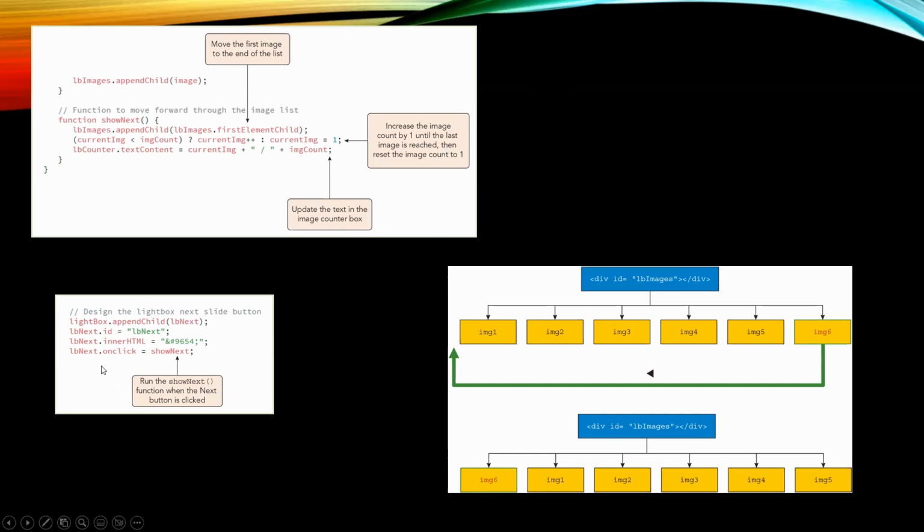Down here at the bottom, we have a show next, which will be a function that we define when we click on that next button. Remember, we created that button with the little arrow that says I want to see the next image, and we're going to create a show next function in order to do that.